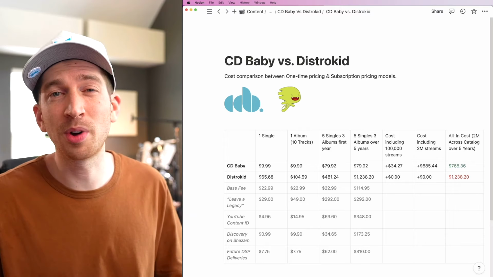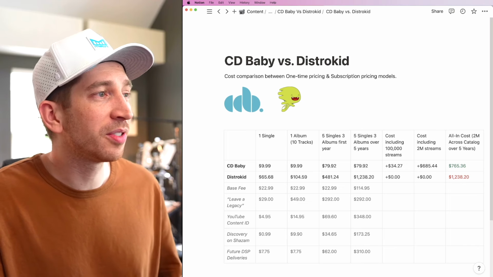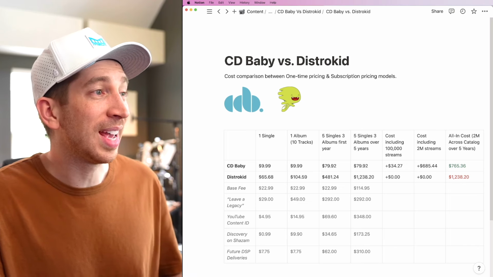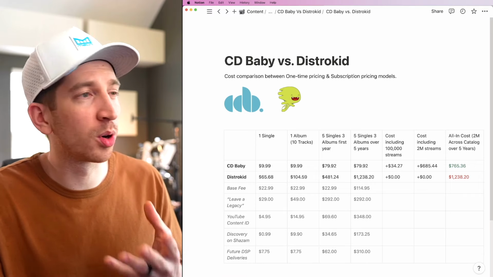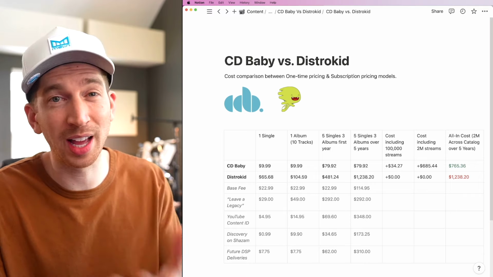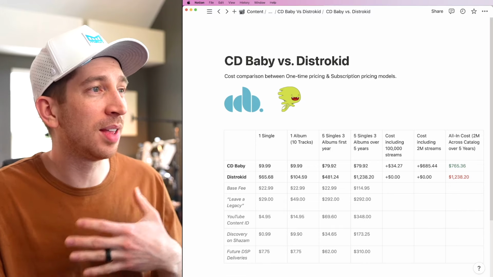The thing that really surprised me, and this goes to show how outdated Distrokid is, is that the Leave a Legacy fee alone is higher priced than just choosing CD Baby to begin with. So if you want to be a prolific artist and you do want to leave a legacy for future generations, there's only one choice in my opinion, and that's CD Baby.